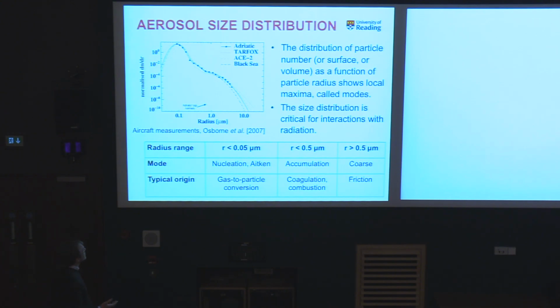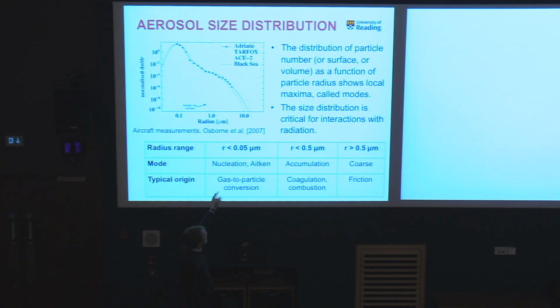But you see that essentially the size distribution is not constant. There are maxima in that size distribution. And it is possible to find those maxima almost everywhere at about the same place, which means that the size distribution is now described in terms of modes. So a mode is a local maximum in the size distribution.